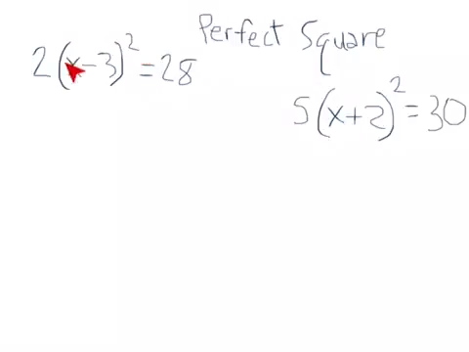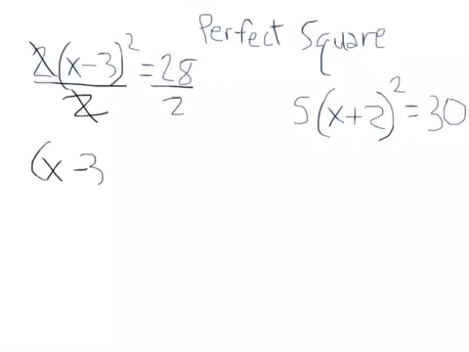So first thing I need to do is get the thing that's squared all alone. Notice this is 2 multiplied by that, so I'm going to divide both sides by 2. When I do that, 2 divided by 2 is 1. So I'm left with (x - 3)² = 28 divided by 2, which is 14.